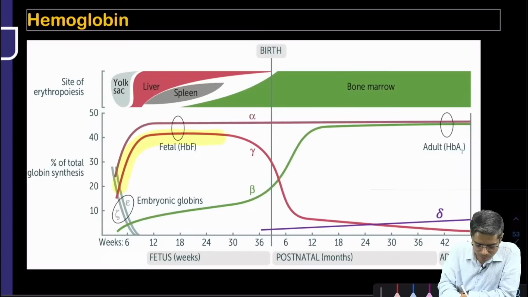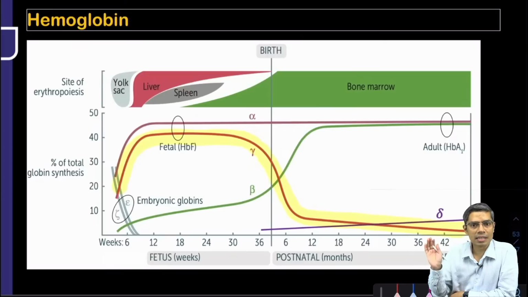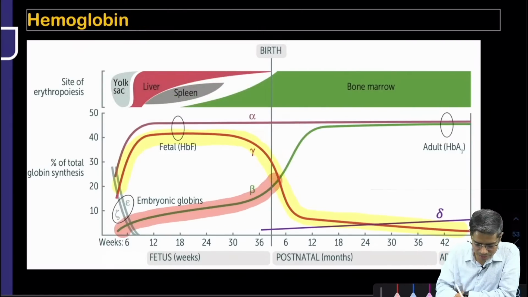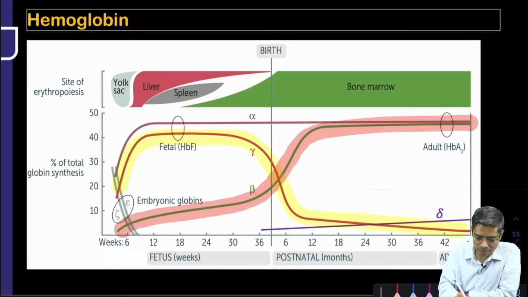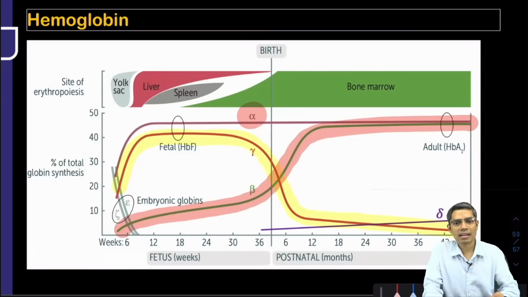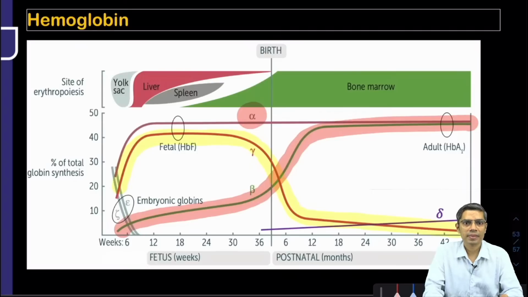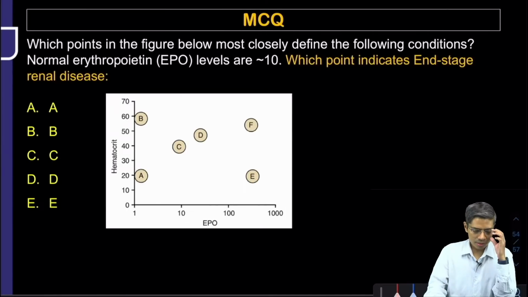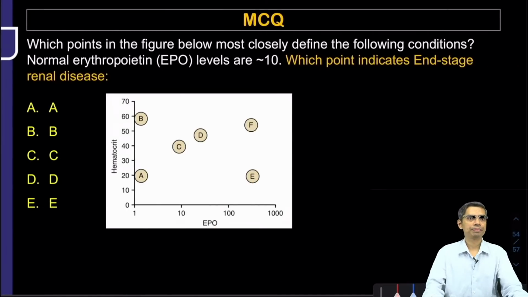The gamma chain is also present in fetal hemoglobin at a high level, then it gradually decreases, and proportionally the beta chain rises, and the alpha chain persists throughout fetal life as well as adult life in a high proportion. This way you have to remember how the different chains of hemoglobin are identified. Okay, two or three more questions. Look at the next question.